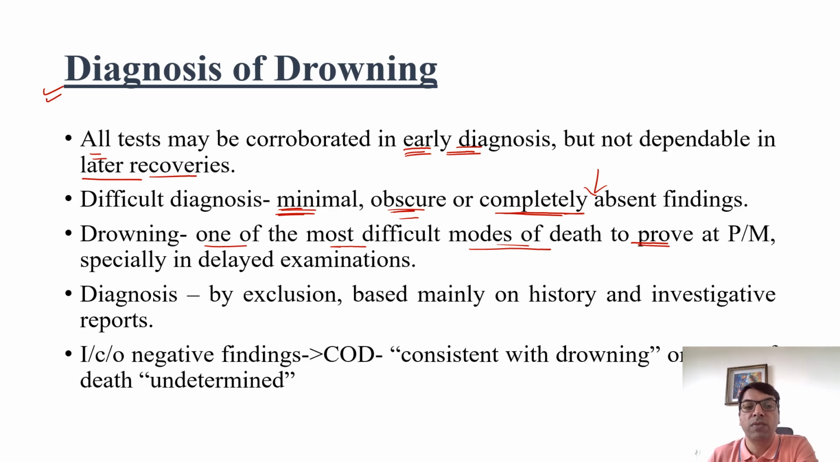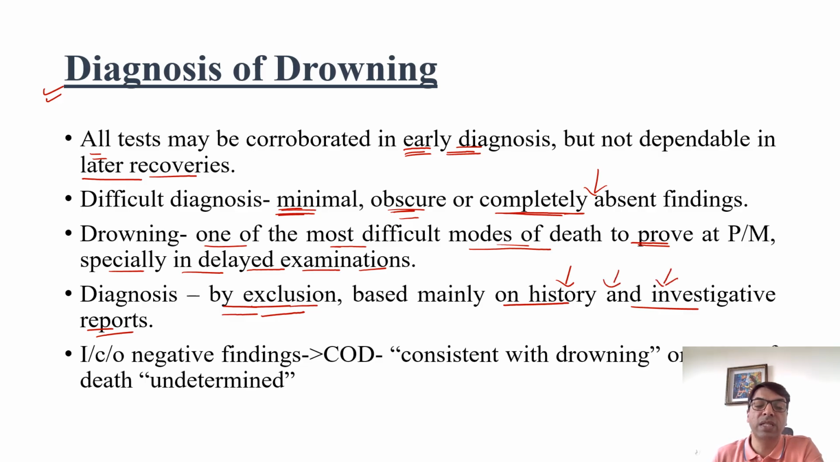Hence, we should examine the body in an alleged case of drowning as soon as it comes to us. And it is a diagnosis by exclusion, when there is no other thing attached or seen or included in the history, but mainly based on history and investigative reports. When they are there with the body, it is comparatively easy to diagnose, but if they are not corroborated, it is very difficult to diagnose.